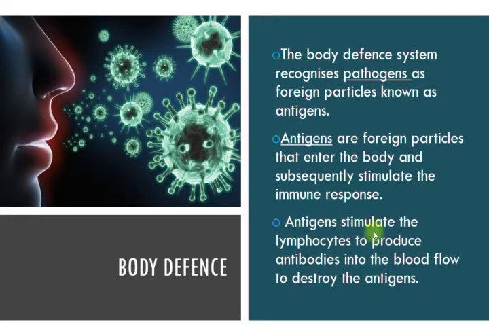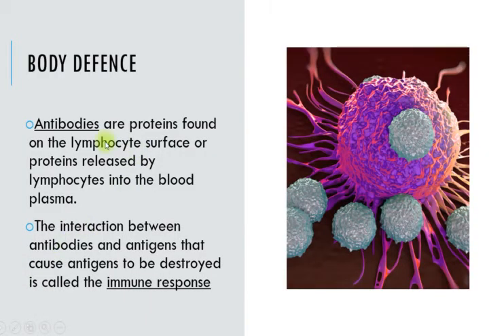Antigens stimulate the lymphocytes. Do you still remember the lymphocyte? The lymphocyte is a type of white blood cell, the leucocytes. It will produce the antibodies. The lymphocyte will produce antibodies into the blood flow to destroy the antigen. So what are antibodies?